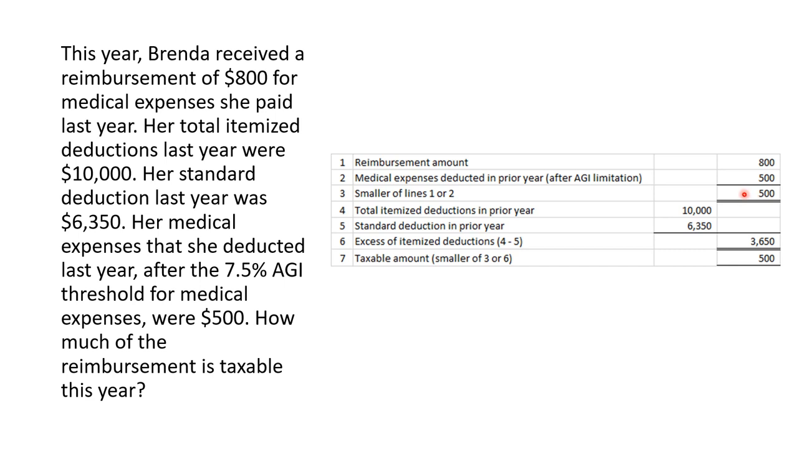Now let's compare total itemized deductions to the standard deduction. Total itemized deductions were $10,000. Last year's standard deduction was $6,350. So her itemized deductions exceeded her standard deduction by $3,650. So to determine tax benefit, we're going to compare $500 to $3,650. We'll use the smaller of those two and determine that she received $500 in real tax benefit of the amount that she had received as a reimbursement of $800, and therefore the taxable amount is $500.